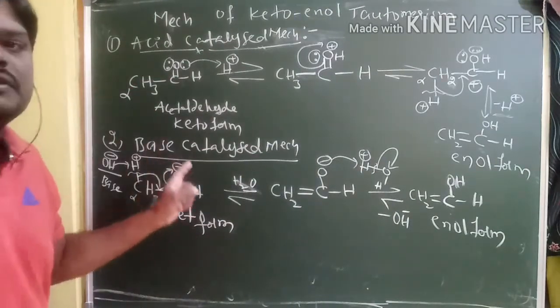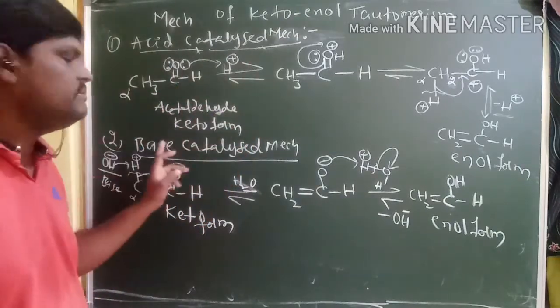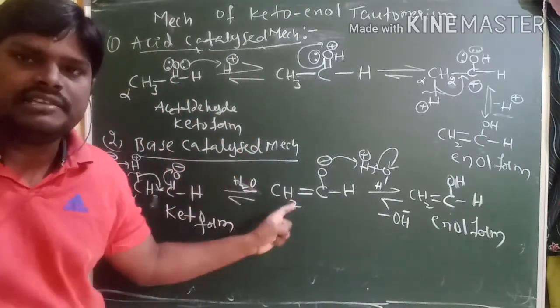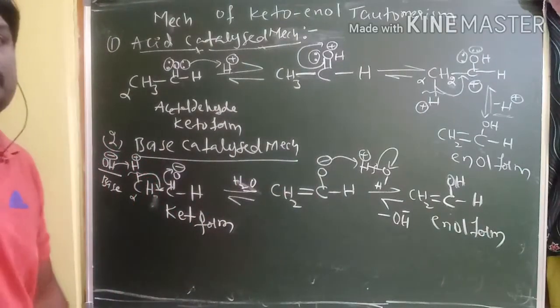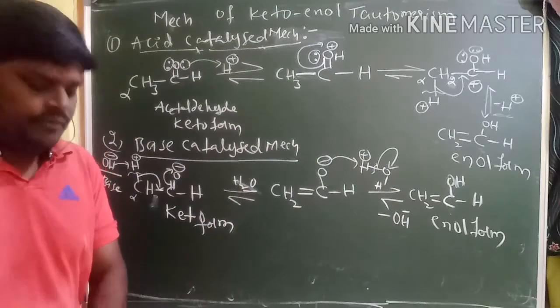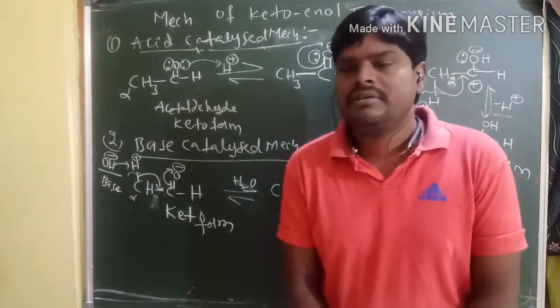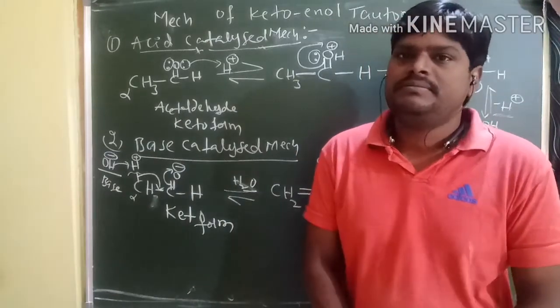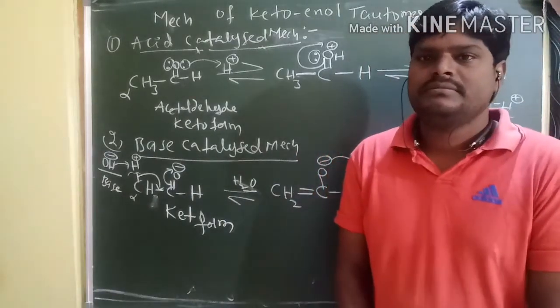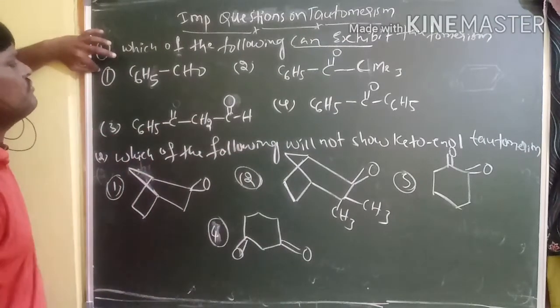So this is the mechanism of keto-enol tautomerism, in which one is the acid-catalyzed mechanism and the second one is the base-catalyzed mechanism. I hope all of you understand here. Now we are going to discuss important questions on keto-enol tautomerism, and which compounds exhibit tautomerism. Let us discuss the first question.